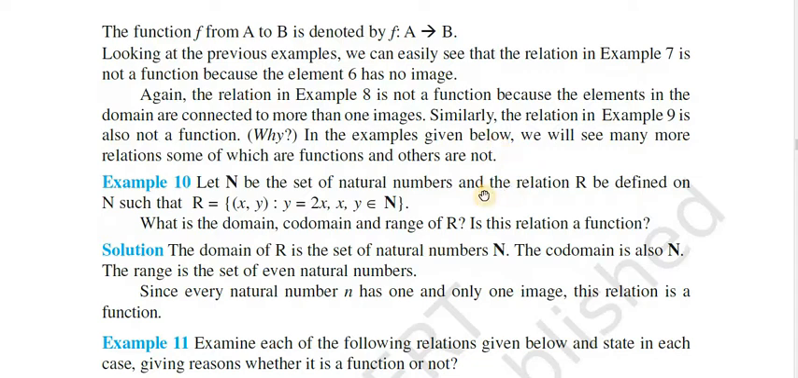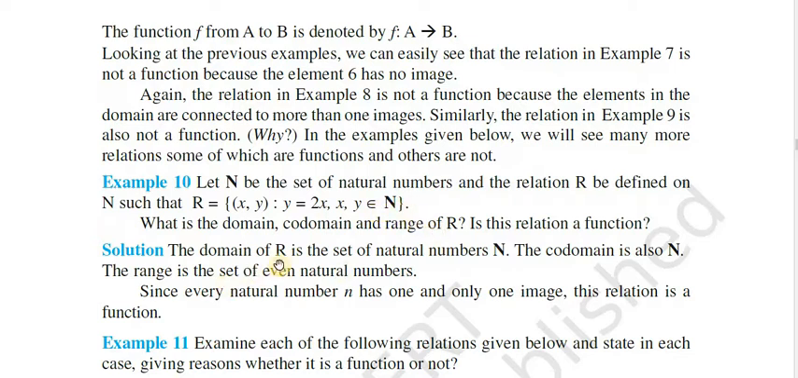Let N be the set of natural numbers. Then the relation R is defined on N such that R = {(x, y): y = 2x, x, y belong to N}. What is the domain, codomain and range of R? Is R a relation, a function? Okay, is this relation a function? You can see that R is a relation, so I have to check whether it is a function or not. So y equals 2x, and x and y belong to N.